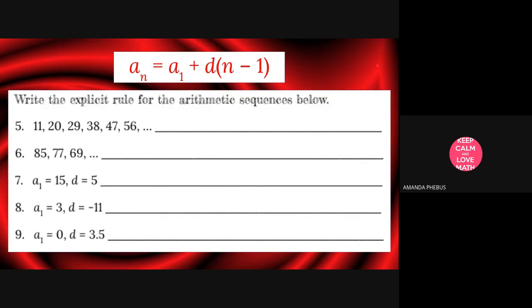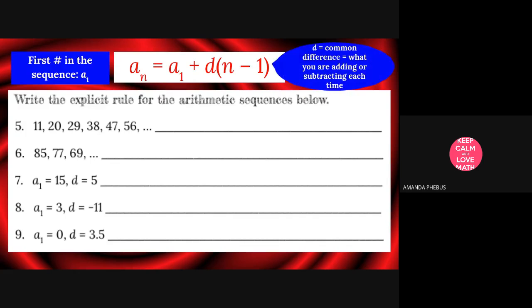So what we're going to do is for 5 and 6, we're going to figure out the first number in the sequence, which is going to be a sub 1. And then we're going to figure out the common difference, what we're adding or subtracting each time. That's going to be the little lowercase letter d. And pretty much we're just going to pop them into the right spots, and then we'll be done.